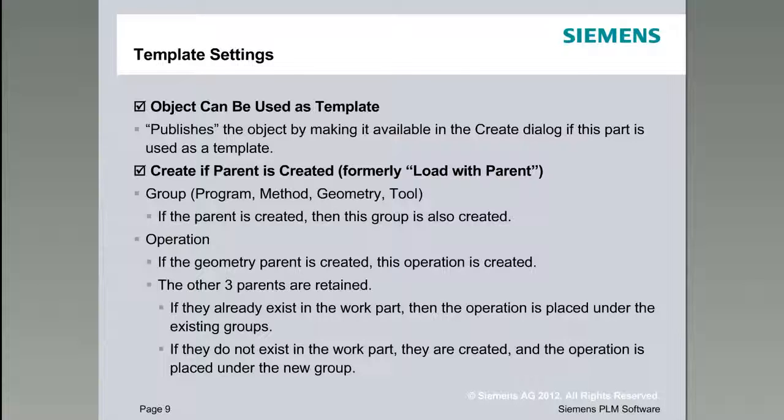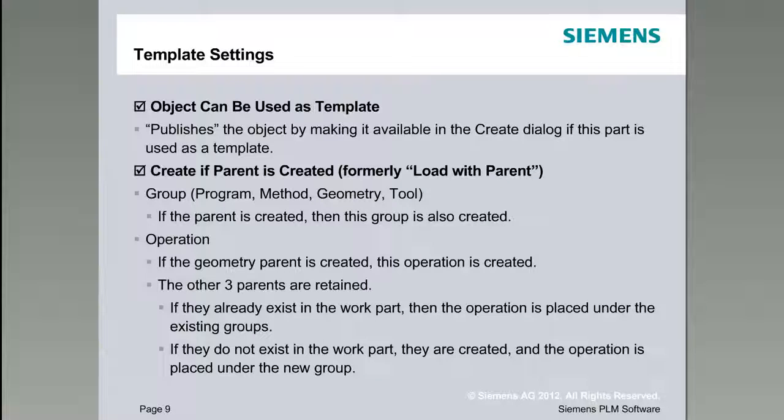For operations, it's a little trickier because operations have 4 parents. So the parent that matters is the geometry parent. So if the geometry parent is created, then the operation is also created. But we don't forget about the other 3 parents. We retain those other 3 parents.